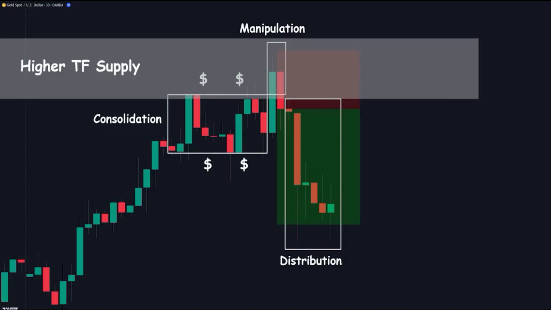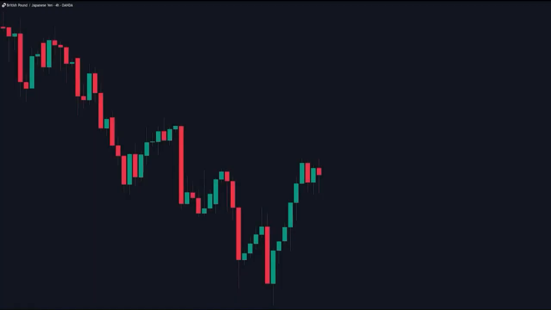Or imagine if the price was in a downtrend on the higher time frame. In that case, we could have taken this trade with much higher confidence, knowing we were trading in line with the overall trend. This is why it's essential to combine multiple trading concepts to make more well-rounded and informed trading decisions. Now let's look at another example.